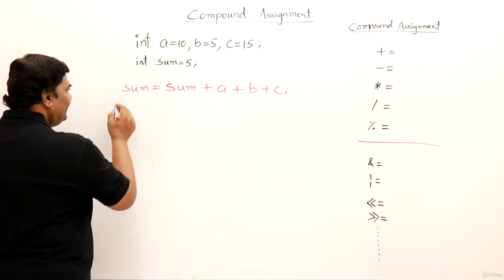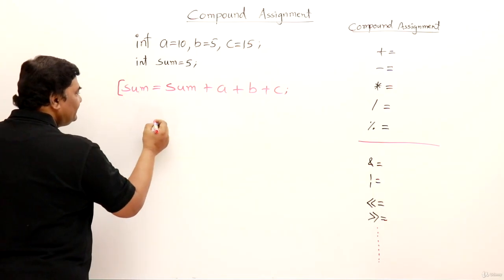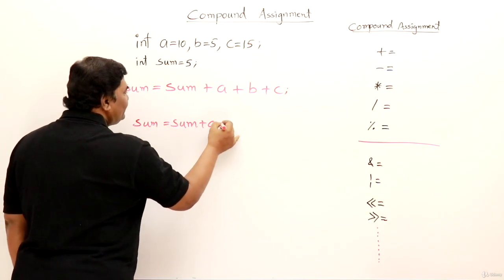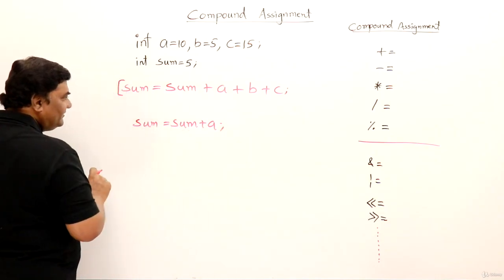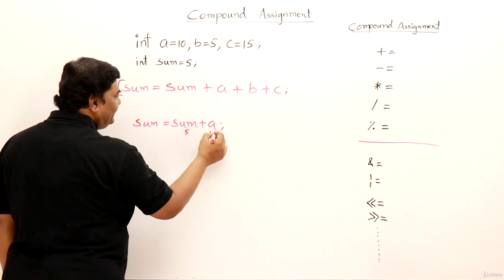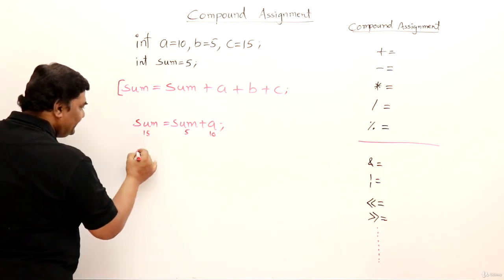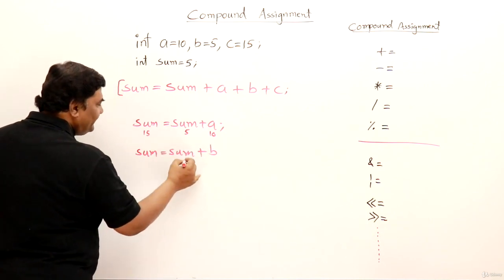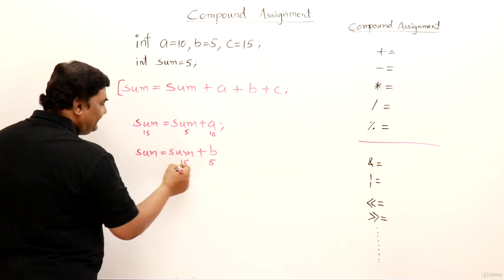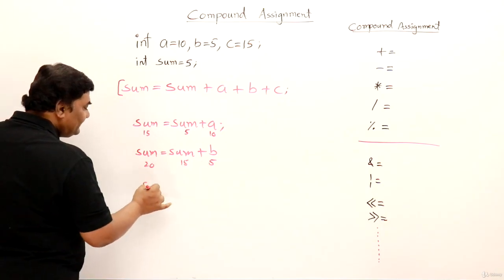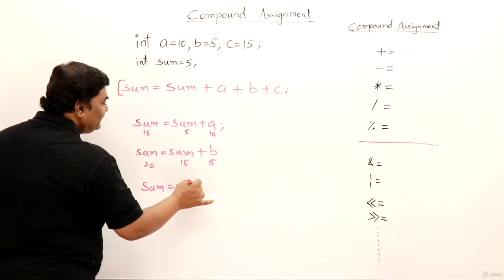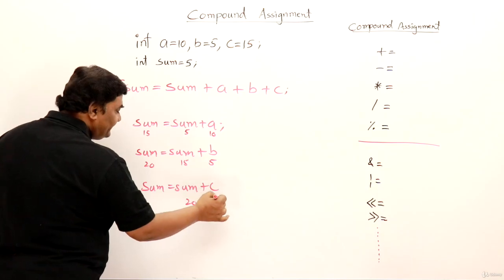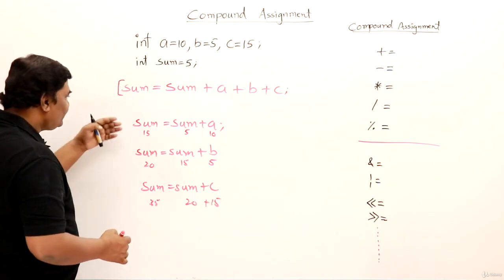So first of all, let us add A. Instead of this, I am writing another method. See, sum assign sum plus A. So A is added with sum and the result is stored in sum. Now how much will sum be? Right now sum is 5 and A is 10, so sum becomes 15. Next statement, sum assign sum plus B. So right now sum is 15 and then add B to it, that is 5. So this becomes 20. Then again sum assign sum plus C. So sum is right now 20 and plus C is 15. So sum becomes 35. So this is done in steps.